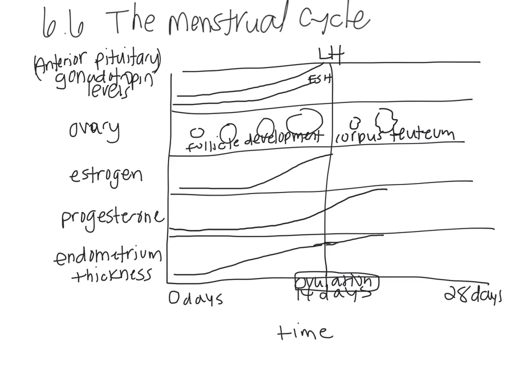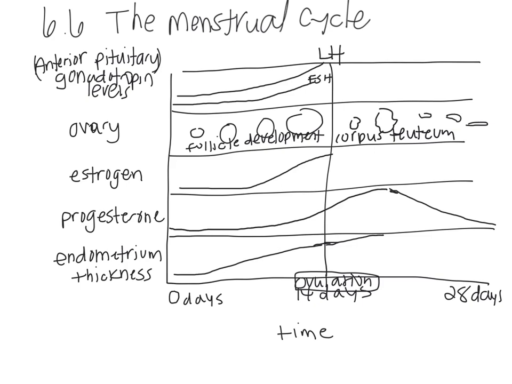Now, assuming that there is no pregnancy, this corpus luteum starts to break down. It starts to shrivel and go away. Then it's no longer able to produce progesterone. So that progesterone level is going to drop.